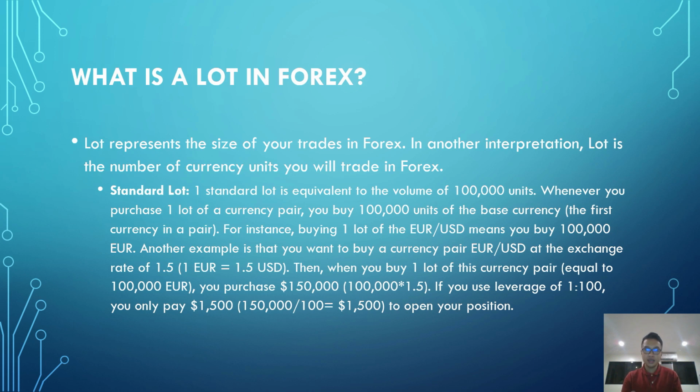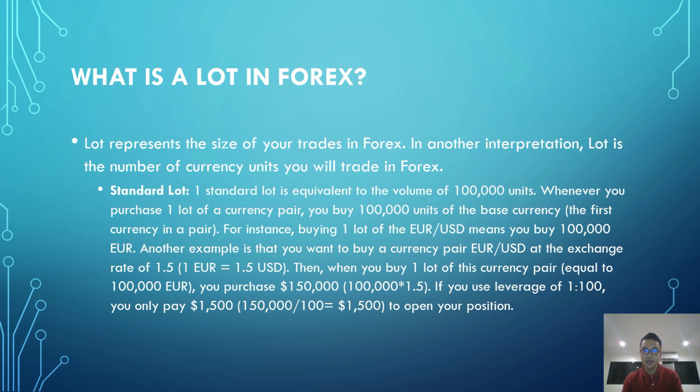So one standard lot is equivalent to the volume of 100,000 units. Whenever you purchase one lot of a currency pair, you buy 100,000 units of the base currency. The base currency, as you know, is the first currency in a pair. So for instance, buying one lot of EUR/USD means you buy 100,000 euro. Another example is that you want to buy the currency pair EUR/USD at the exchange rate of 1.5. So 1 euro is equal to 1.5 USD.